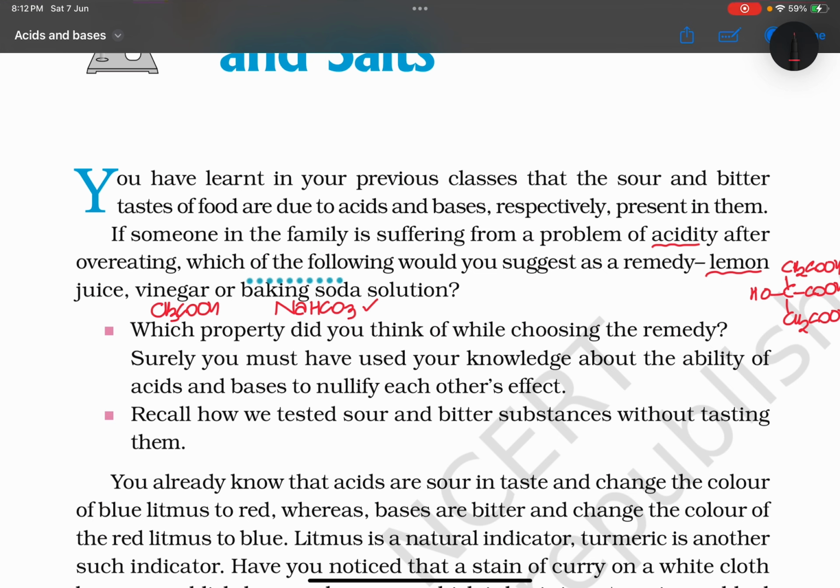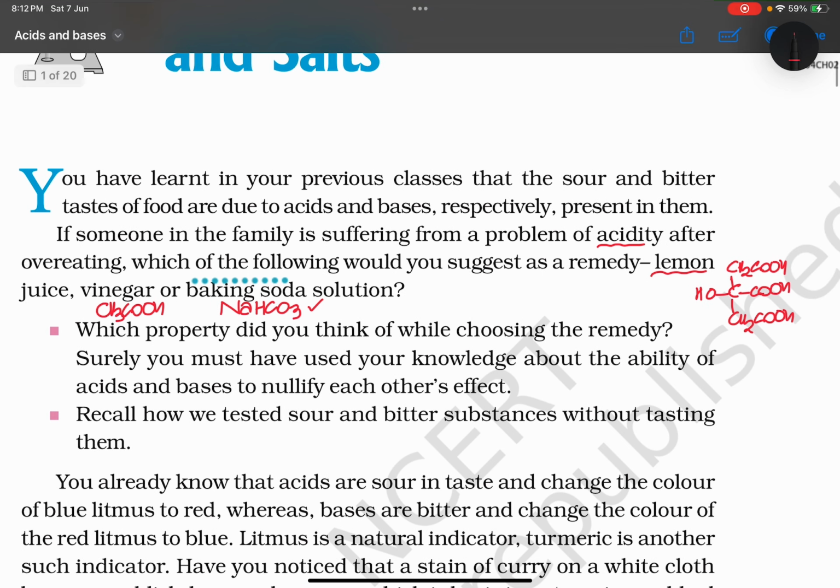Now, lemon juice's formula is like this: three carbons, first, second, third. All the three carbons contain a COOH group, and the second carbon contains an extra OH. That's lemon juice. Vinegar is acetic acid, that is well known to you. Baking soda is NaHCO3.